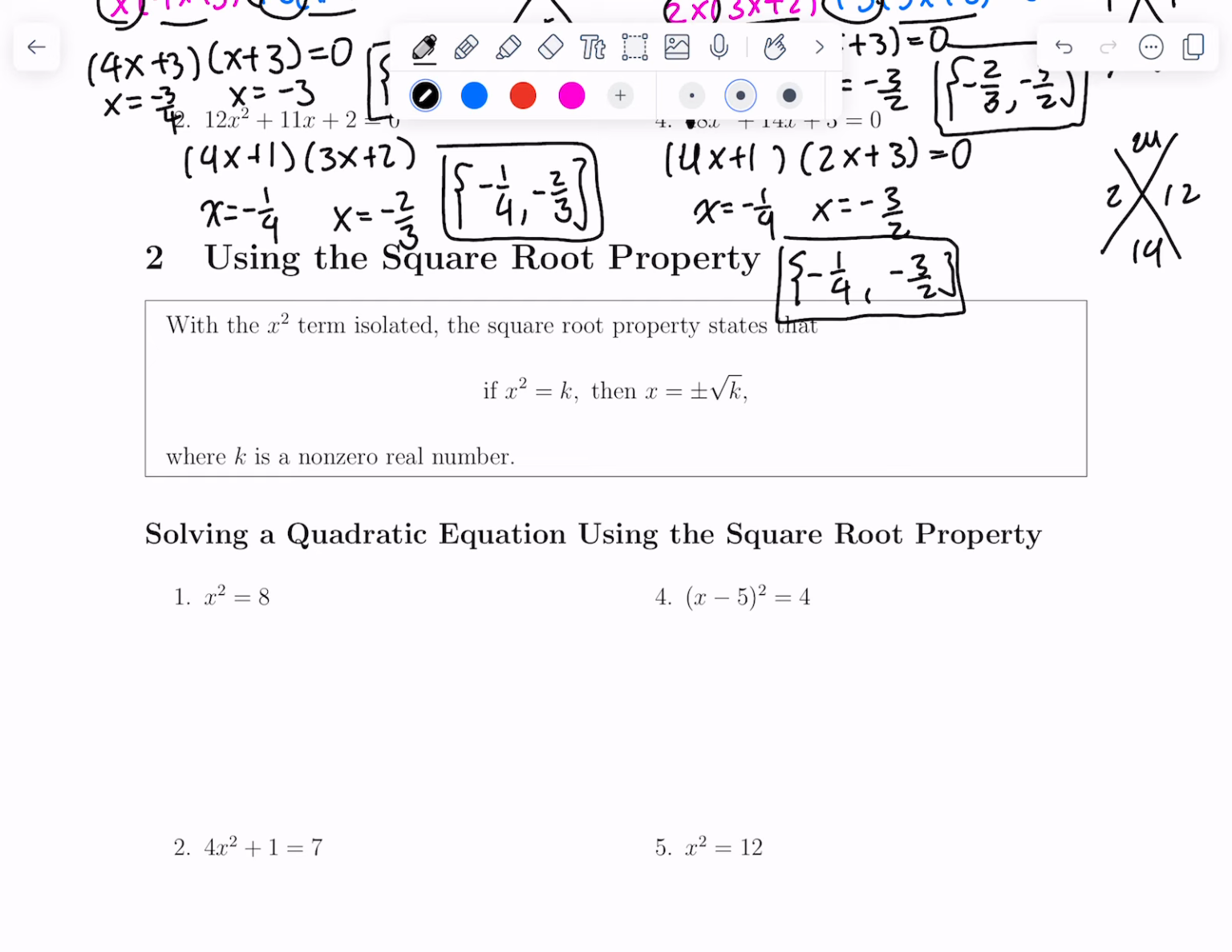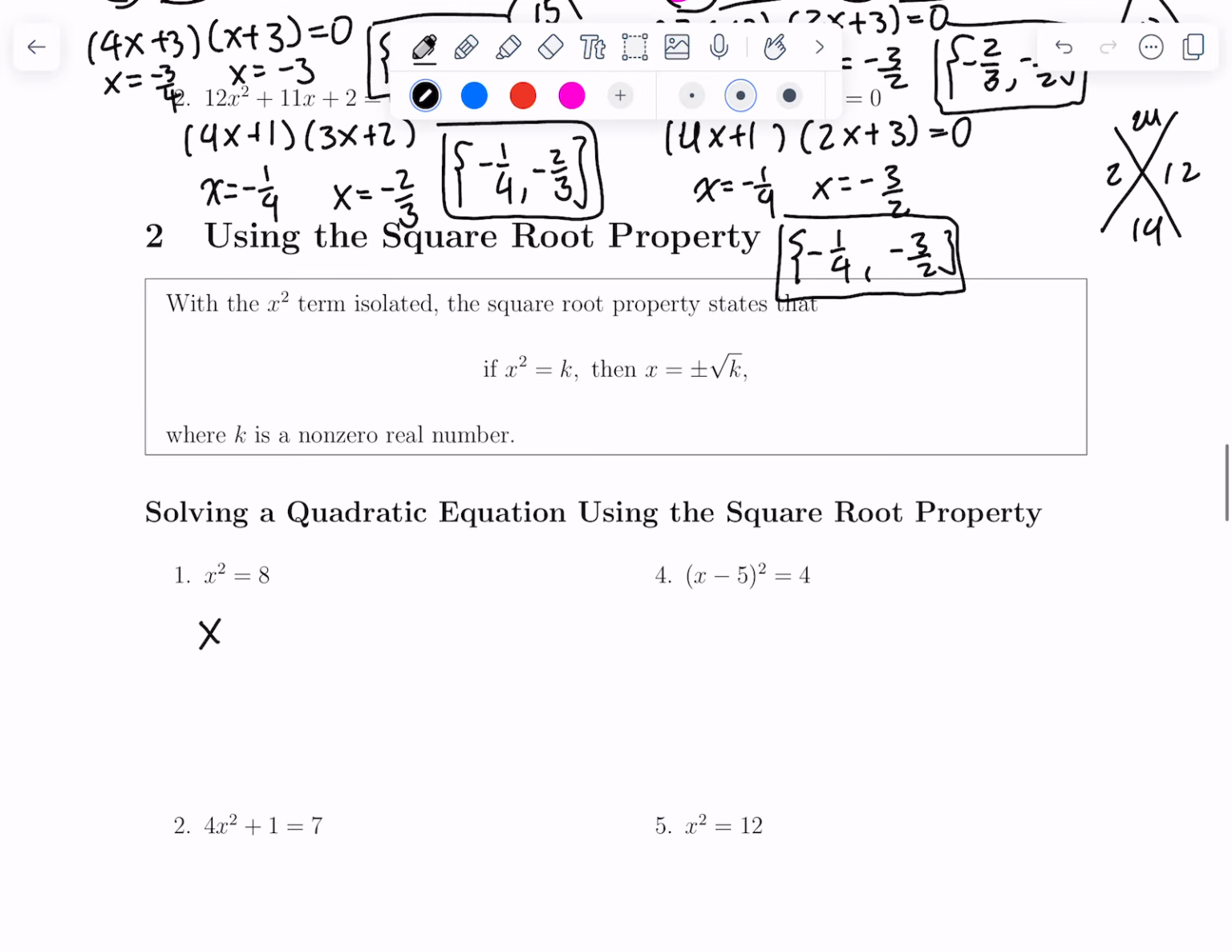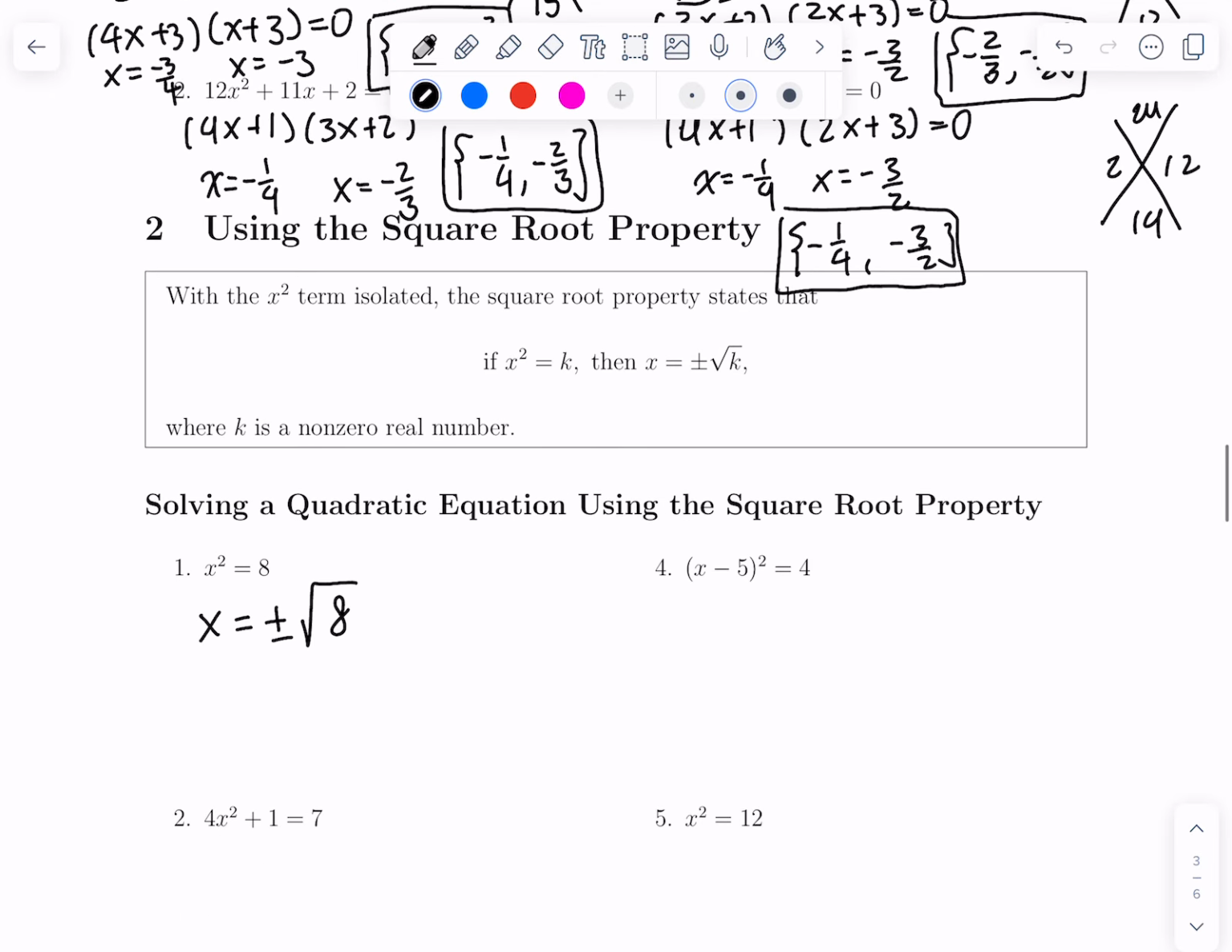And so let's look at the first one. So we have x squared equals 8. So by the square root property, we can say x equals plus and minus the square root of 8. For this, we're going to simplify the 8 because in 8, we can take out a perfect square.